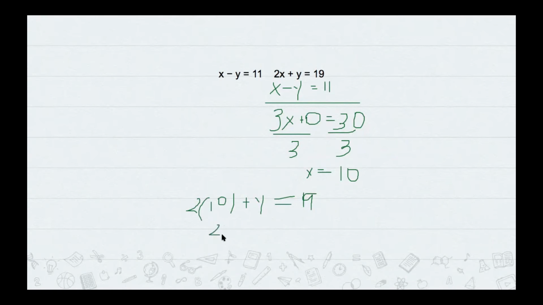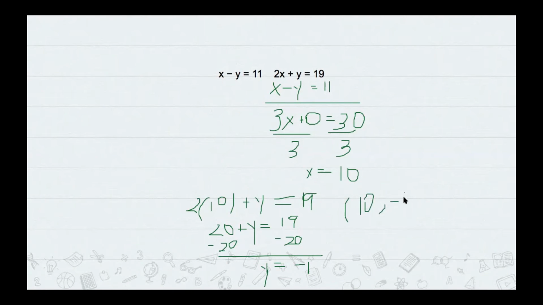2 times 10, good. So it's 20 plus y equals positive 19. So what should be my next step? Minus 20 on both sides, good. So what's the final answer? Y equals... negative 1, good. So we would get (10, -1). This would be your final answer.